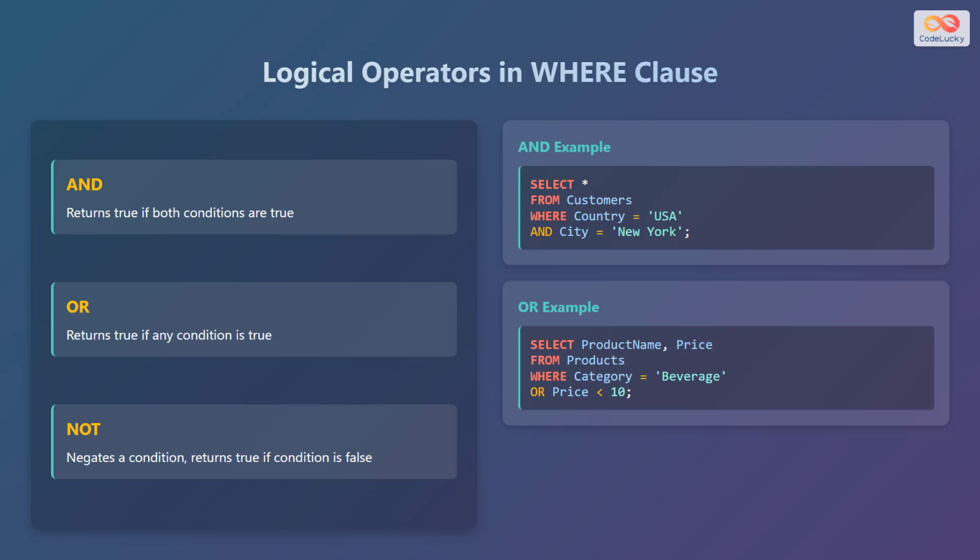The first example shows how to select customers from the USA and New York. It selects all columns from the customers table where the country is USA and the city is New York. The second example shows how to select products that are beverages or have a price less than 10. It selects the product name and price from the products table where the category is beverage or the price is less than 10.